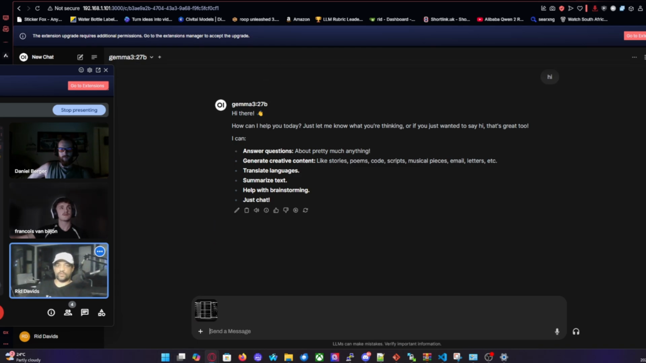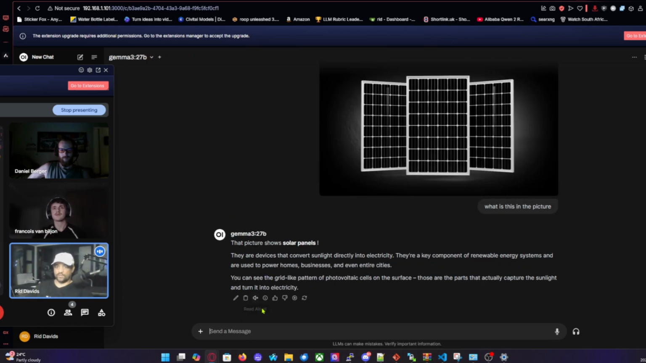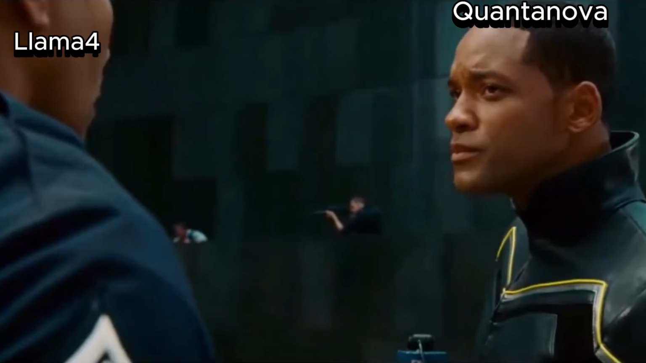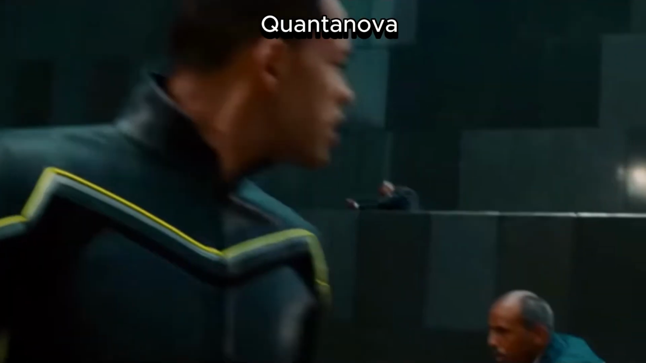Same picture. You know what? Copy the same prompt. What is in this picture? That picture shows solar panels. They are devices that convert sunlight directly into electricity. They're a key component of renewable energy. Good job. Really good job.